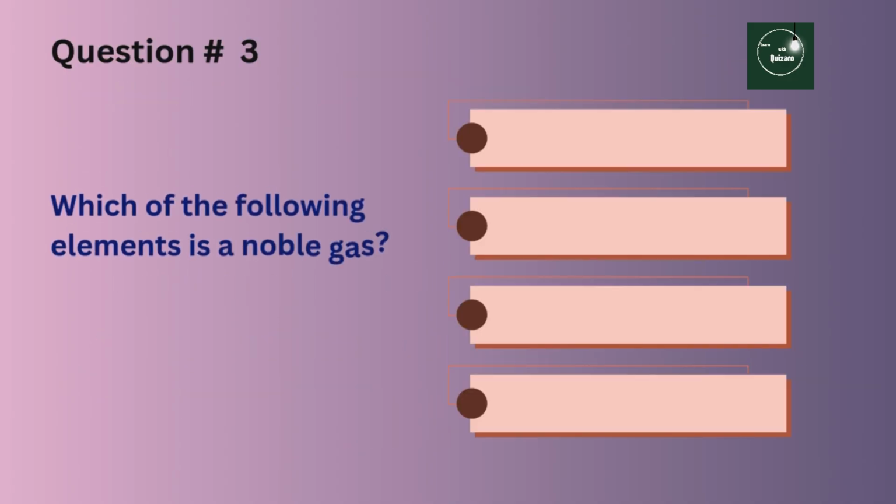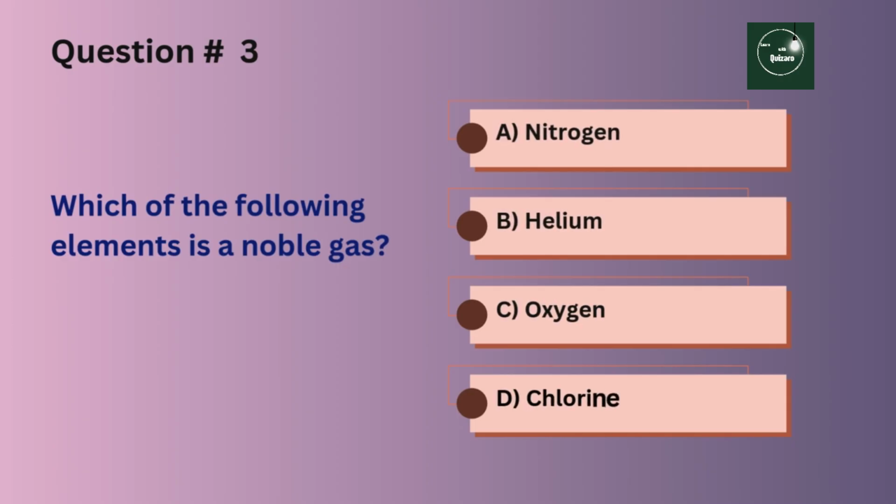Question number 3. Which of the following elements is a noble gas? A. Nitrogen. B. Helium. C. Oxygen. D. Chlorine.